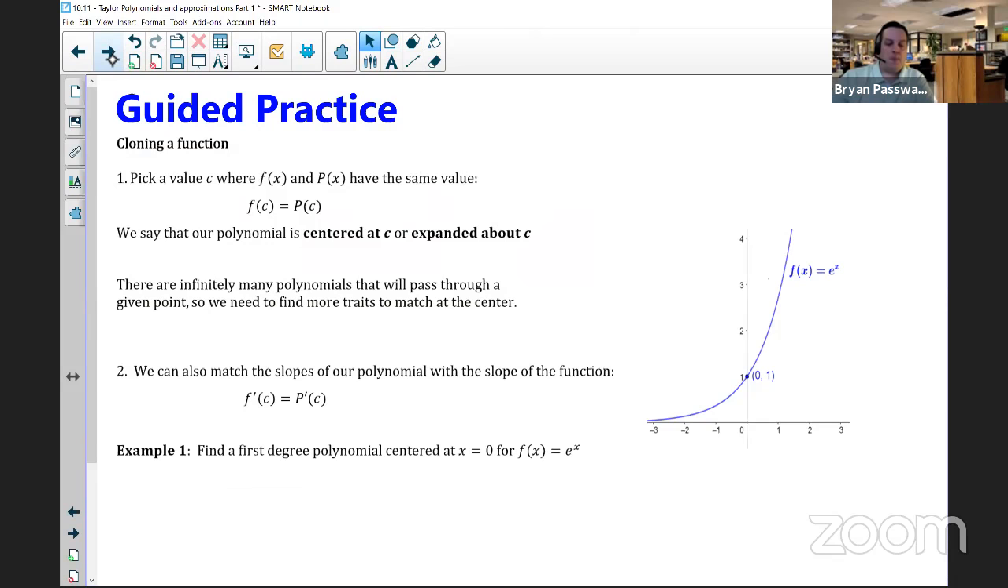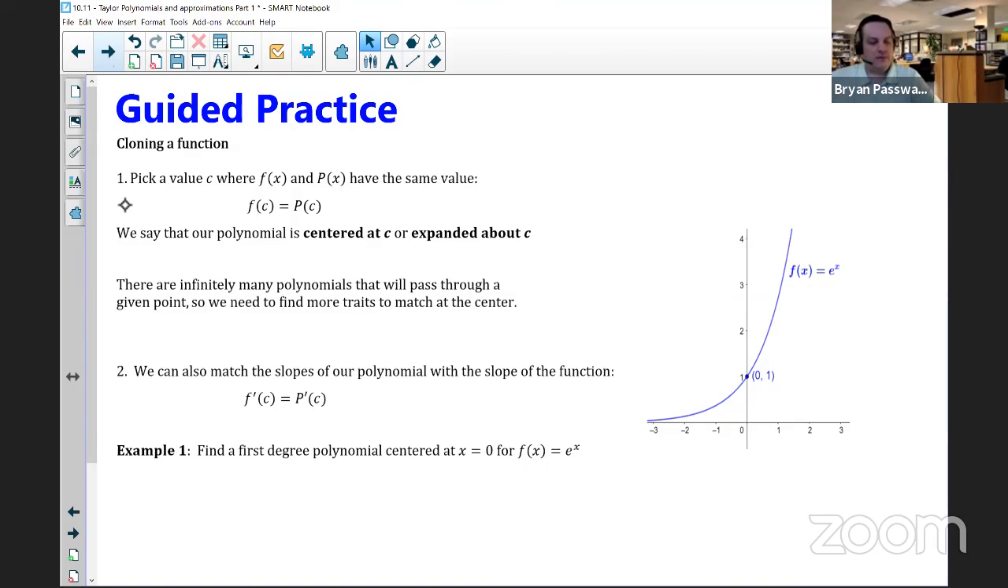But what does it mean to say we're going to clone the traits or the characteristics of a function like e to the x? Well, what we're going to do is clone a value, right? A point on a graph would be a trait. And then the other characteristics are the behaviors of the graph. What's the slope of the graph? What's the second derivative, the concavity of the graph? What's the third derivative and the fourth derivative? And the more traits and characteristics that we match up, the more our clone will start to look like the real deal.